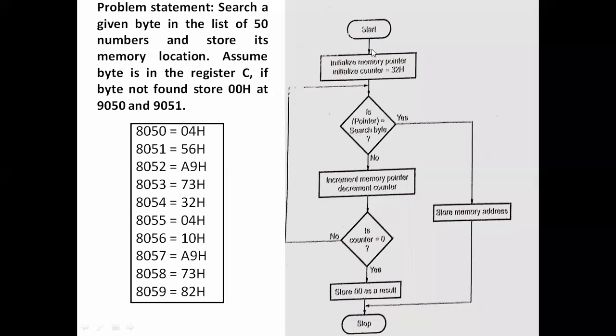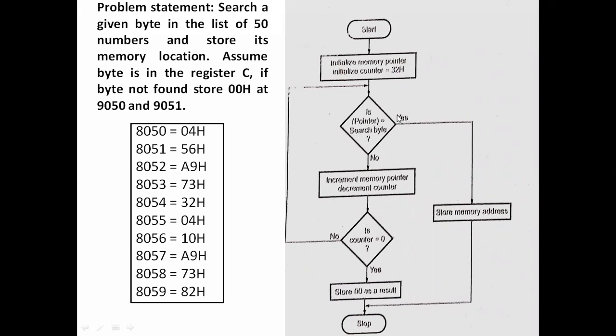So how will this program work? We will first explain the flow chart of that. The flow chart says that we will start the program. First of all, we will initialize the memory pointer, that is, from where the numbers are stored, at what memory location the numbers are stored. And then we will initialize the counter. Since there are 50 numbers, and 50 is a decimal number, we have to convert this 50 into a hexadecimal number, so it will be 32H, because 32H is equivalent to 50 decimal.